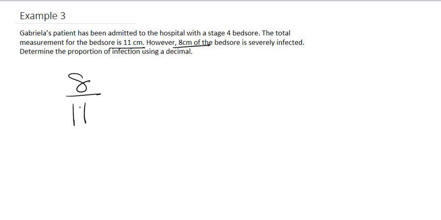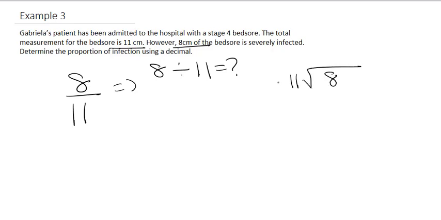8 over 11. Now, this really is 8 divided by 11. And we're asked to find what this decimal is. So we would go ahead, we'd put the 11 with the 8 inside the division symbol. So 11 can't go into 8, but if we add a 0, that 0.0, now 11 can go into 80 7 times. So 11 times 7 is equal to 77.